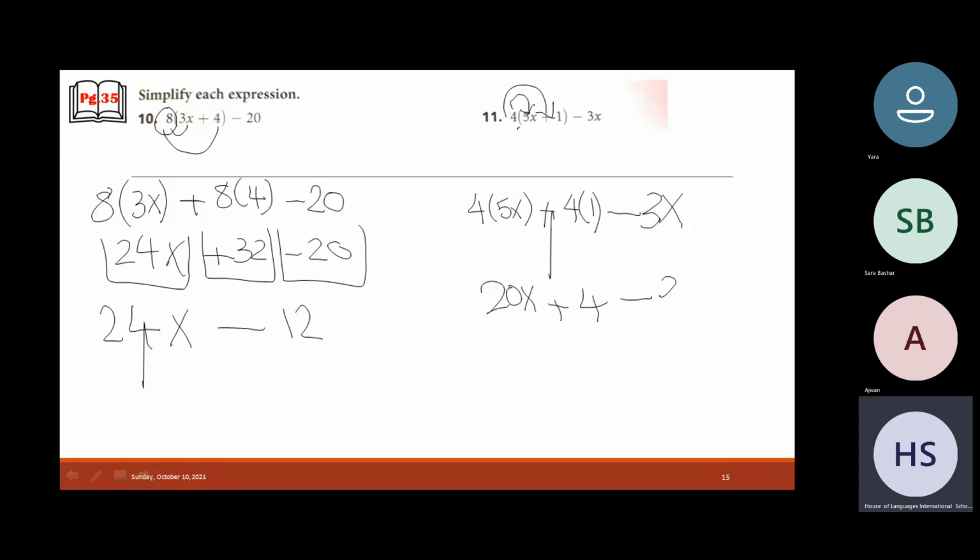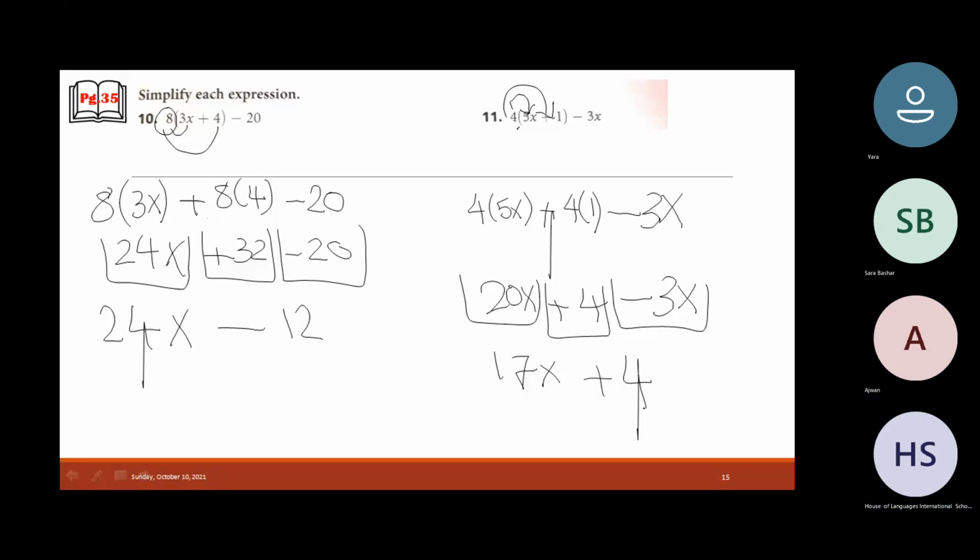Minus what? Minus 3x. Now, do we have any like terms? Yes. We will now combine them together. Now, yalla. 20x minus 3x, 17x. 20 minus 3, 17x. And do I have any coefficient or any constant here? No. So keep it as plus 4.